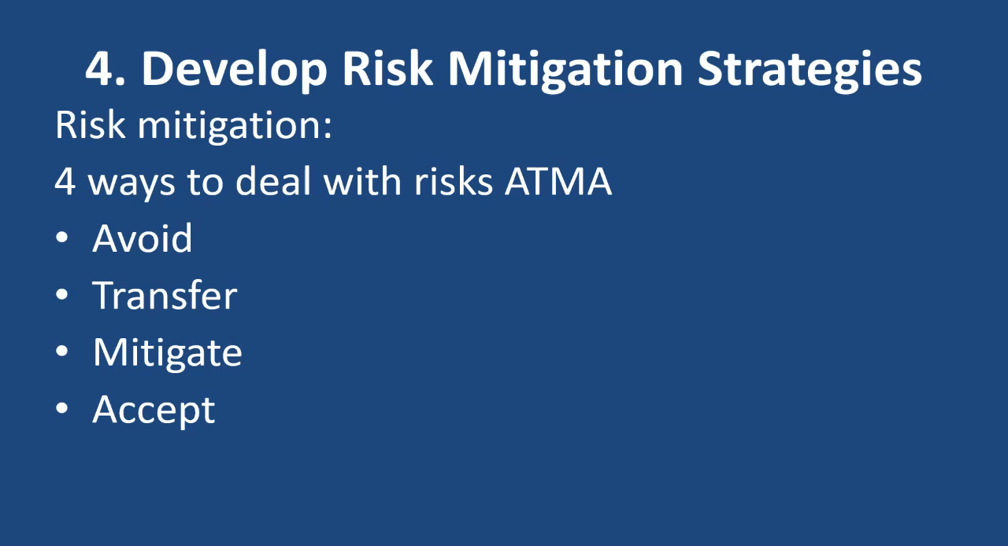There are 4 ways to deal with risks. You can remember a keyword called ATMA, where A stands for avoid, T for transfer, M for mitigate and A for accept. So we should try to avoid the risks that are very high frequency and high impact, and some of these risks may be transferred to an insurance agency, for example, or we can outsource some of the operations so that we don't carry that risk. Some of them we have to deal with and we have to mitigate them.